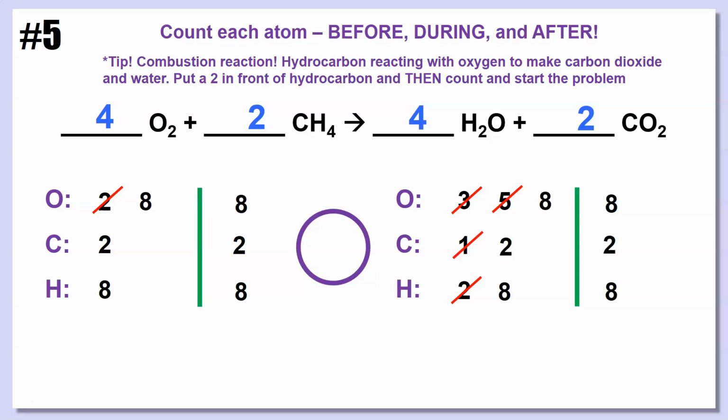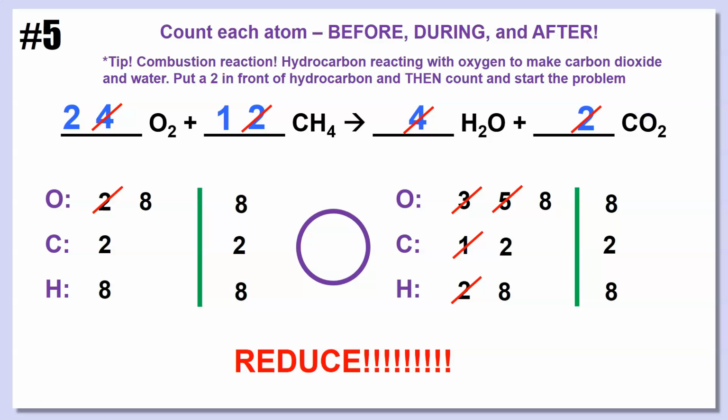What do you notice about those coefficients? We can reduce them, can't we? They all have a common multiple, right? So we got to get those shrunk down. It's not going to be 4, 2, 4, 2. That's not the simplest set of numbers. I'm going to reduce them. This becomes a 2. This becomes a 1. You don't have to put the 1. This is a 2. This is a 1. Now that's the finished balancing, okay?